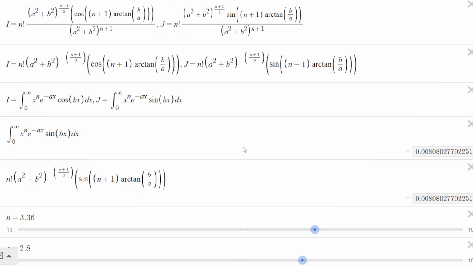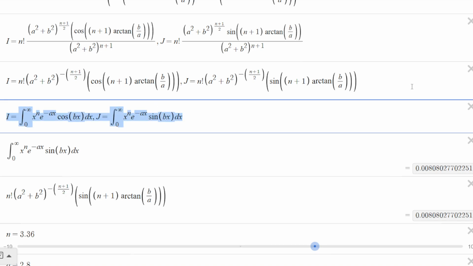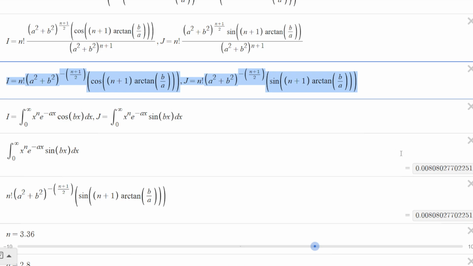All right, guys, that's it. Two integrals in one today. So we solved these two integrals, and they are equal to that and that respectively.